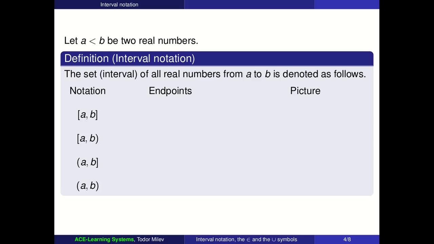Let a and b be two real numbers. I'm going to request that a be less than b. So for example 1 is less than 2, so a could be 1, b could be 2. So let us take two real numbers, the first one smaller than the second. The set of all real numbers from a to b is denoted as follows. So now I'm looking at the set of all numbers from a to b on the real line. That set is an interval, and here's how I can denote it.